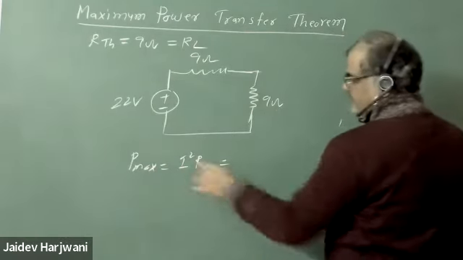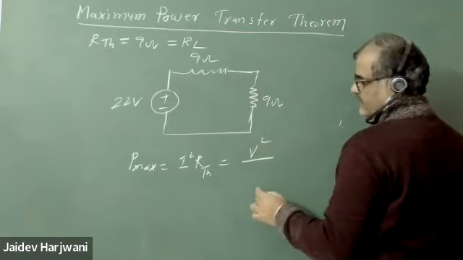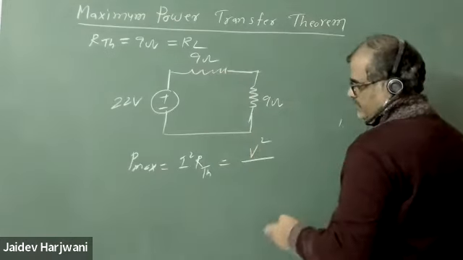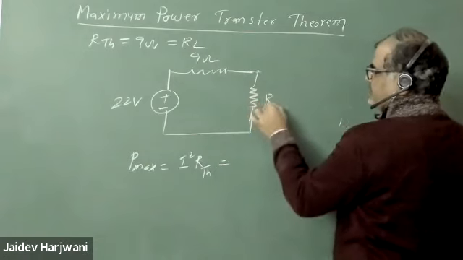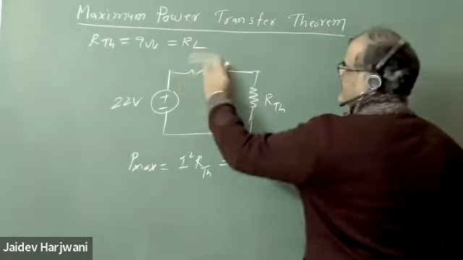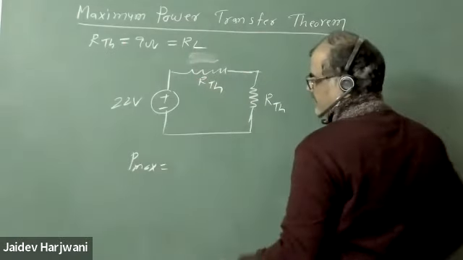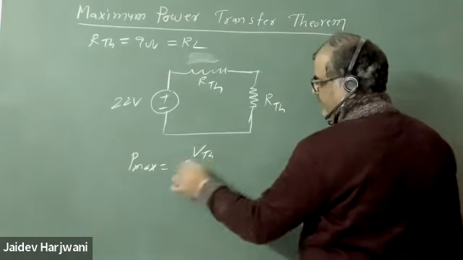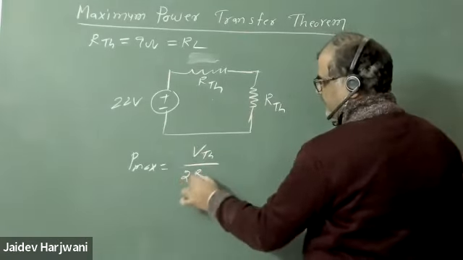So I square is what? I square is now V square upon R total resistance. Total is 9 plus 9. So I can write it in terms of a formula. You should remember, this is RThevenin and this is also RThevenin, so that will be better. Now I square is VThevenin upon RThevenin plus RThevenin, which is 2 RThevenin.